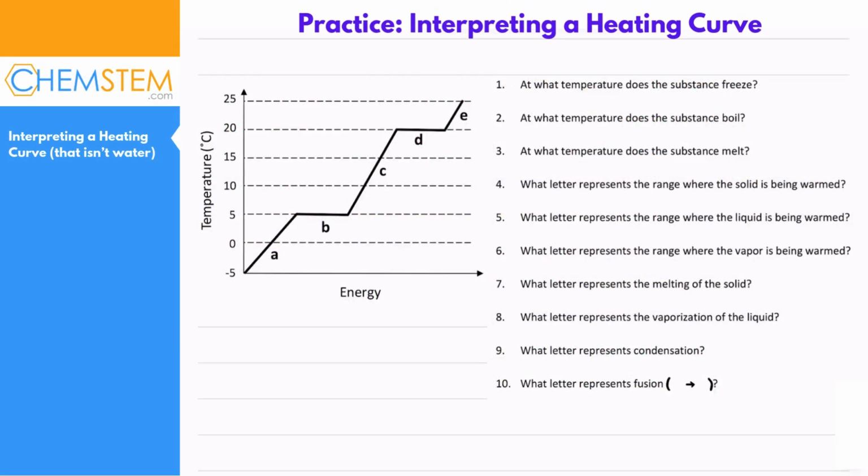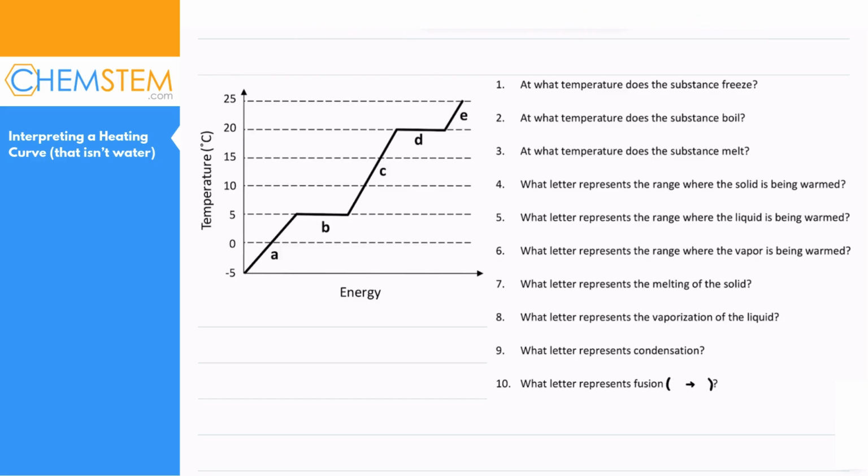Let's practice interpreting a heating curve that's definitely not water, and you'll be able to tell why in a second. At what temperature does this mystery substance freeze? Remember that freezing is when energy is being removed from the system, so that's going this direction in the heating curve. You can actually flip the whole thing around and make it a cooling curve if you wanted to, but they tell you the same information, just the direction is different. So this substance freezes at B.